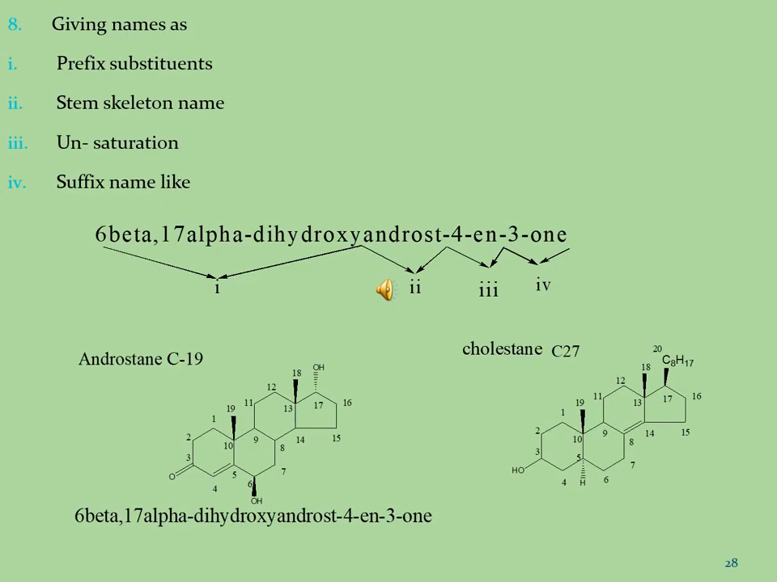So the name of this molecule will be written as 6-beta 17-alpha dihydroxy. Dihydroxy means we have 2 hydroxyl groups at carbon 6 and 17 positions. And androst means this is the base skeleton, meaning the total number of carbon atoms present in this molecule. Then 4-ene. 4-ene means there is the presence of a double bond at carbon 4 position, and at the end 3-one. 3-one is a suffix, mentioned at carbon 3 position, and will be written as the suffix.